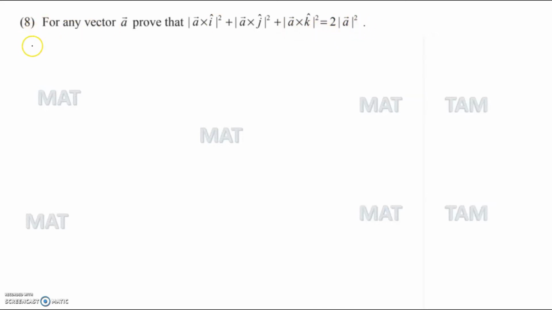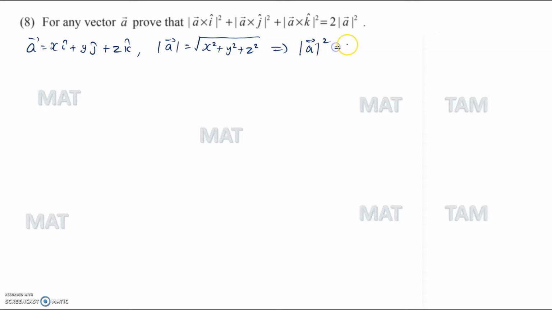So let's define vector A equals x I cap plus y j cap plus z k cap. So magnitude of A will be equal to square root of x squared plus y squared plus z squared. Therefore, magnitude A squared is equal to x squared plus y squared plus z squared.